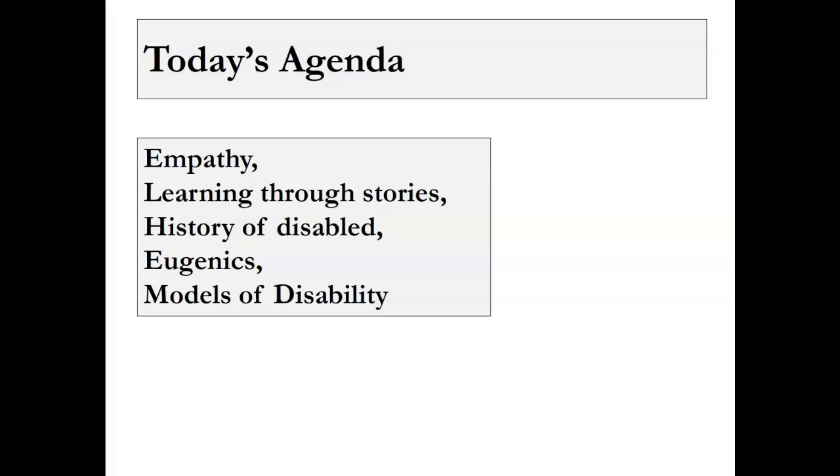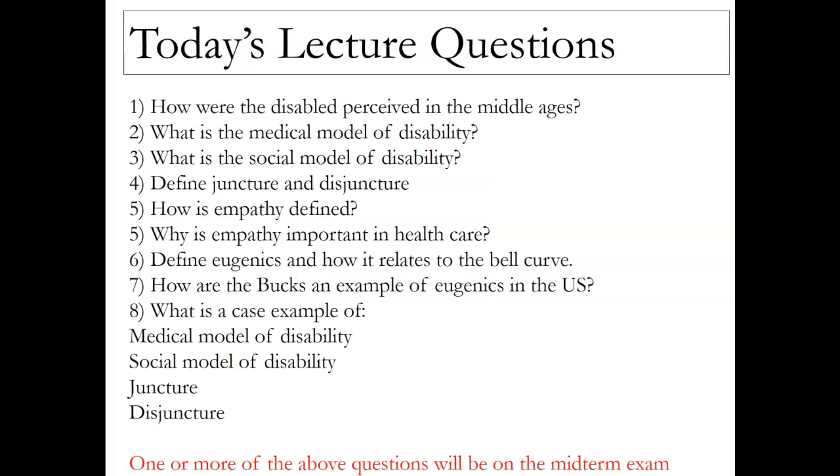What are we going to get into today? We'll talk a little about what the class is about, talk about empathy, why it's so important to OTs to practice with empathy in terms of what the evidence shows. What is empathy? We're going to define that. This idea of learning through stories kind of ties into empathy. Look at the history of the disabled and disability theory. And a connection with that is this idea of eugenics, what that is, how that relates to the disabled, and these different models of disability.